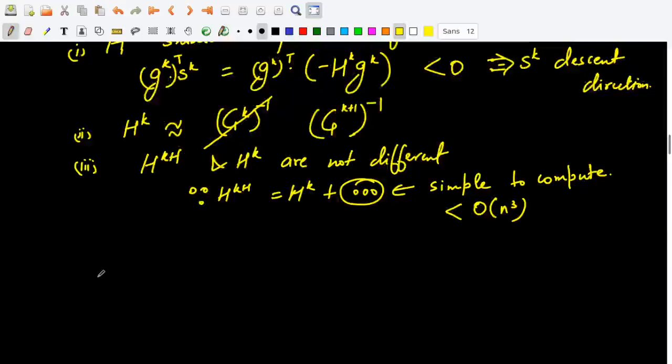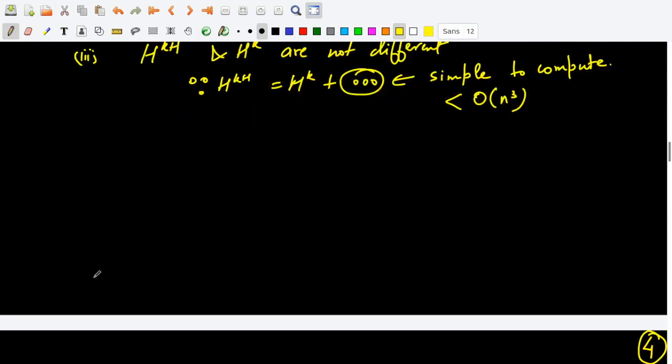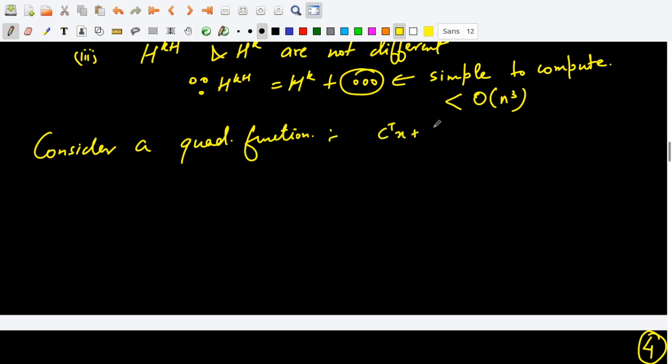Since Newton's method looks at quadratic approximations, let's take a quadratic function to begin with. Consider a quadratic function. This could be of the form c transpose x plus half x transpose G x, where G is the Hessian. And for quadratic functions, G is constant regardless of what x you pick.